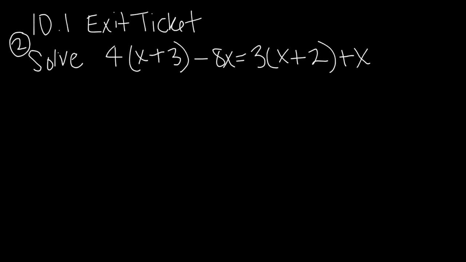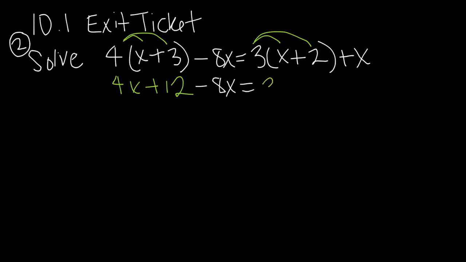One problem on our exit ticket is 4 times (x plus 3) minus 8x equals 3 times (x plus 2) plus x. The first thing we want to do is distribute here and here. Distributing on the left side, we get 4x plus 12. Then we have this minus 8x still, equals 3x plus 6 when we distribute the 3 on the right side, plus x.